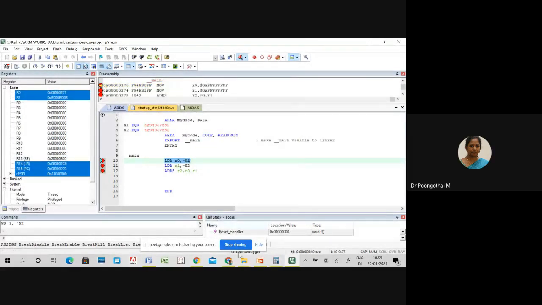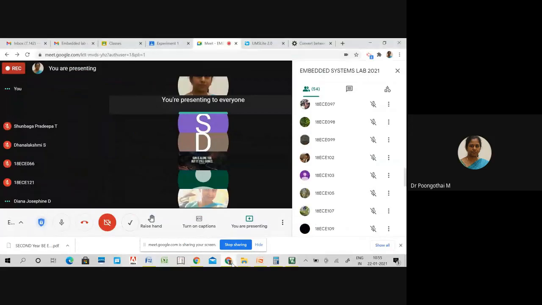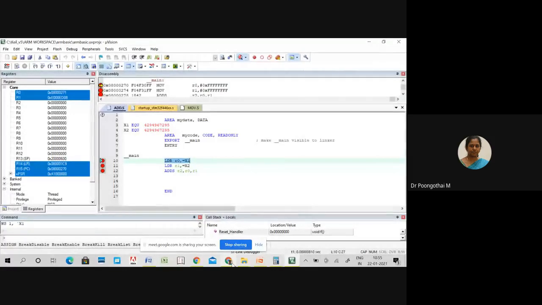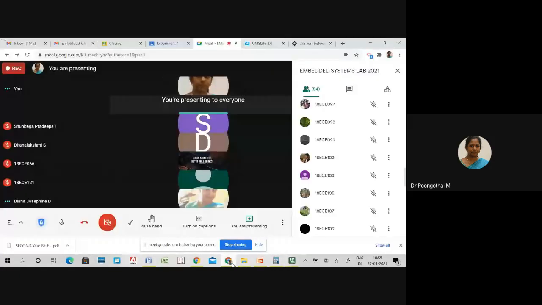So what is the first instruction? Students, please tell me. What is the purpose of the first instruction? LDR R0, =X1. So what is the purpose of LDR here? Students, are you able to follow? Can you understand my question? What is the purpose of the LDR instruction?